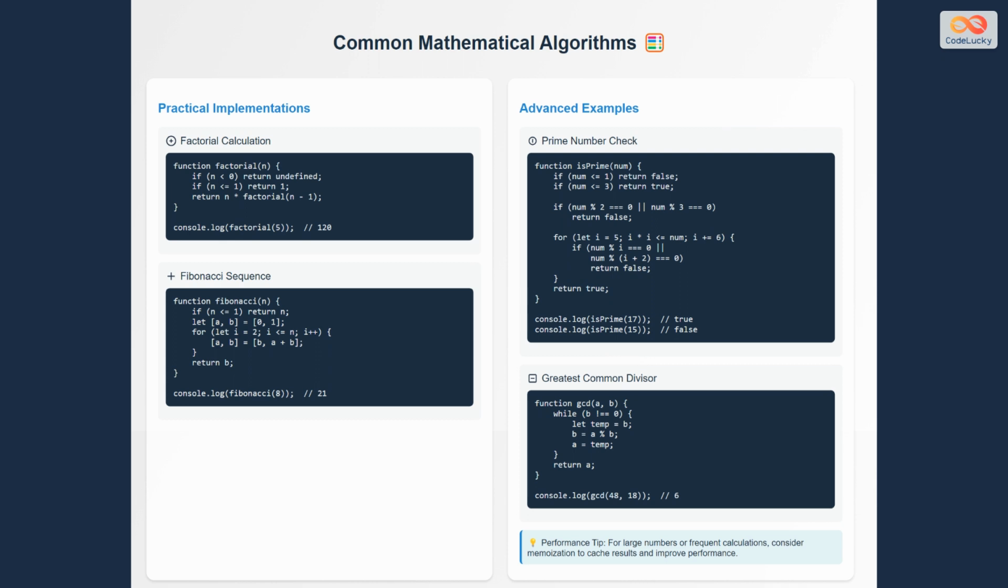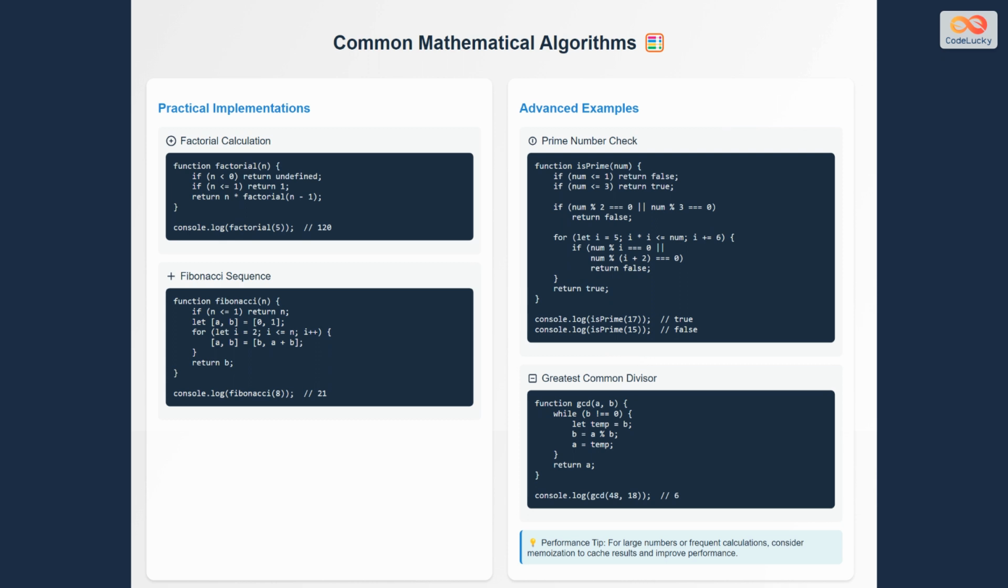Finally, the greatest common divisor of two numbers is the largest number that divides both of them without any remainder. For example, the greatest common divisor of 48 and 18 is 6. Here's a function that implements the Euclidean algorithm to calculate the GCD of two numbers.